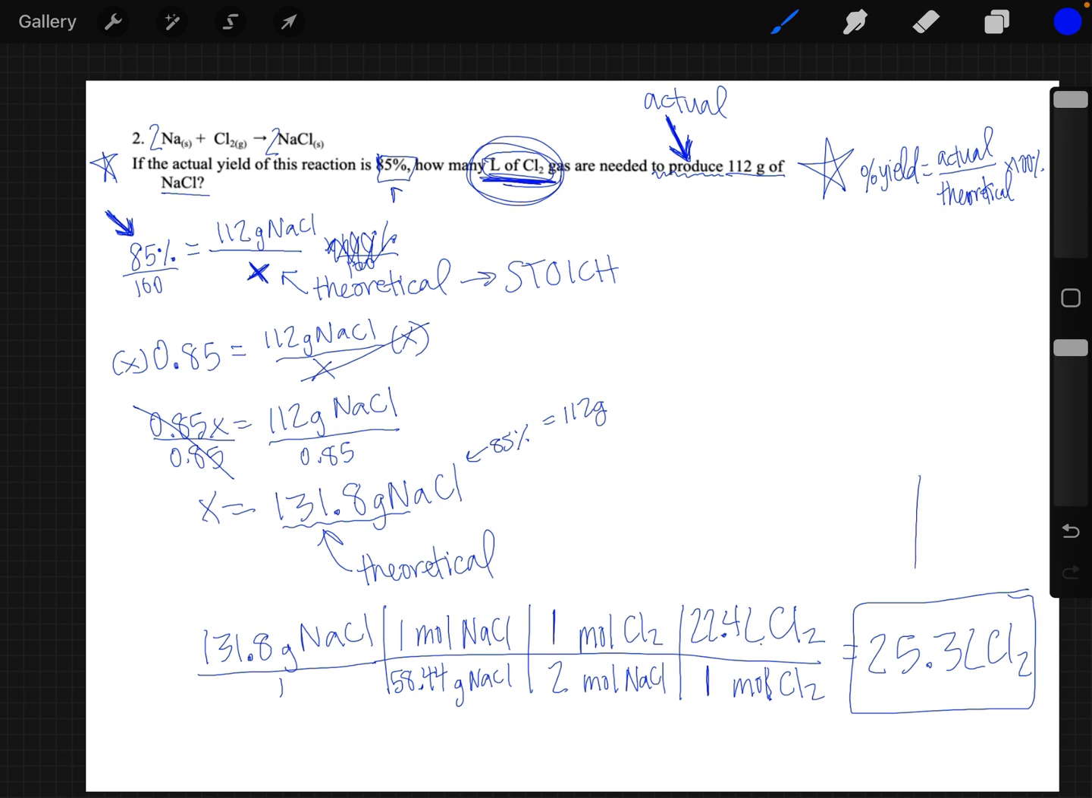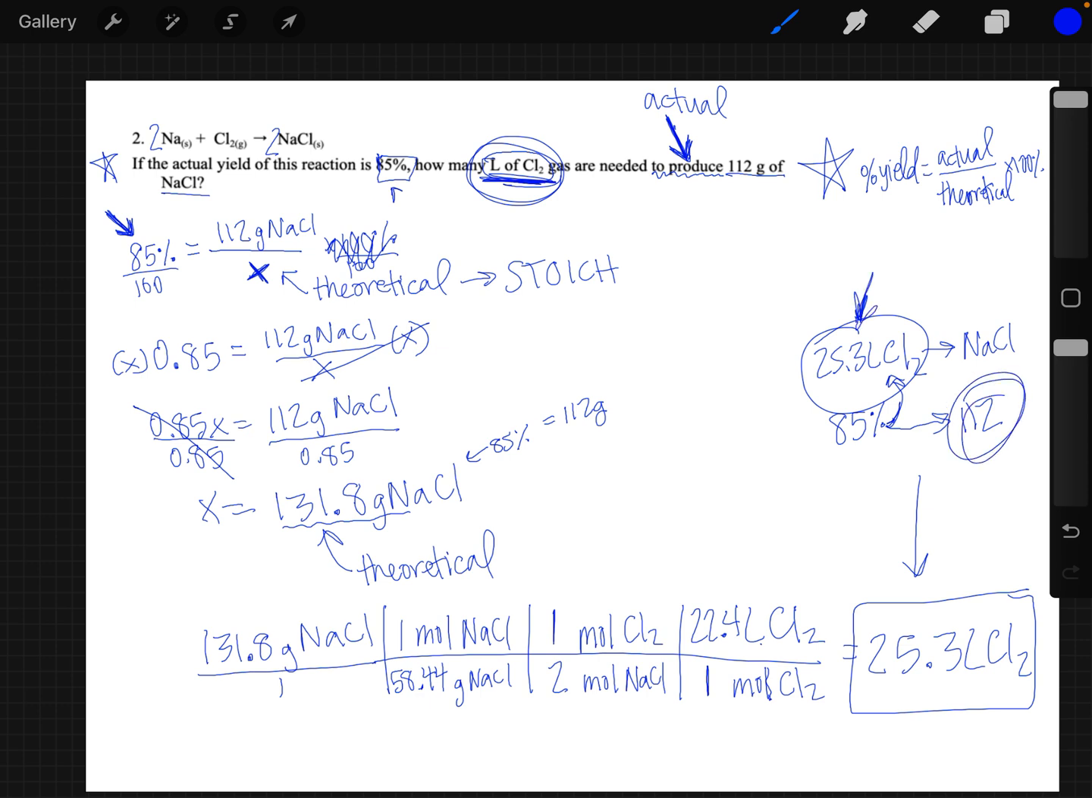This is saying, hey, if I use 25.3 liters of chlorine in a reaction, it's going to end up making NaCl. And because I know that my lab equipment isn't that good, or I'm not that good at labs or whatever, I know I'm only going to make 85% of what I should make with all of that chlorine. So then that will end up equaling the 112 grams because we were planning for more than that to be able to get to the 112 grams there.